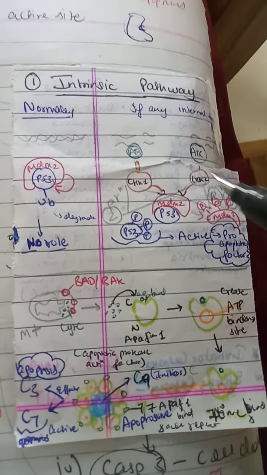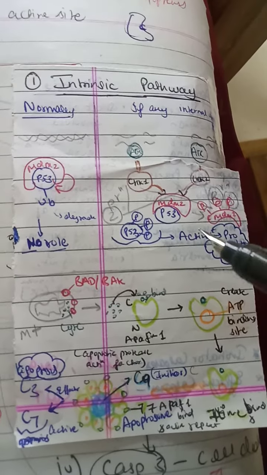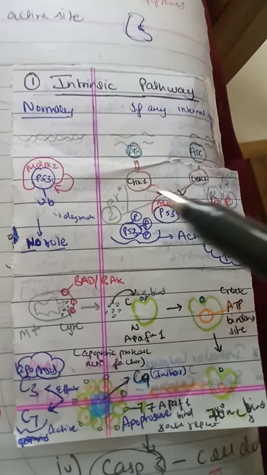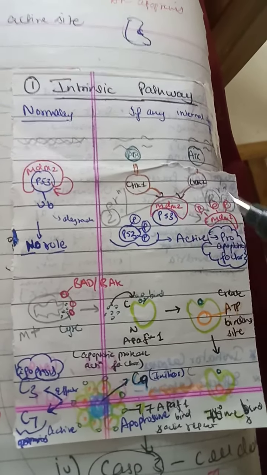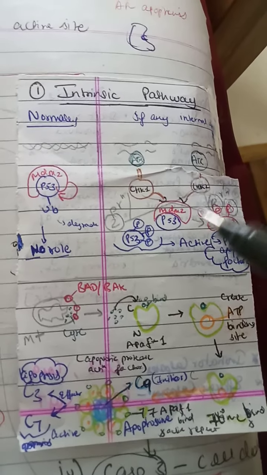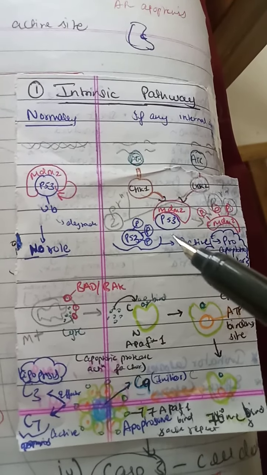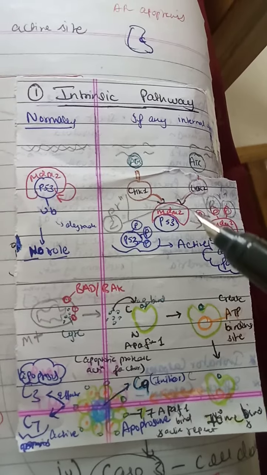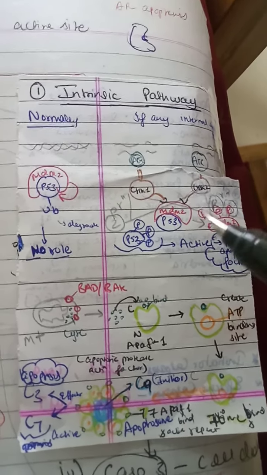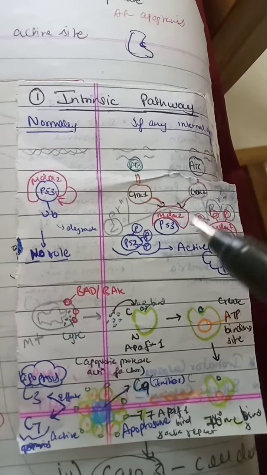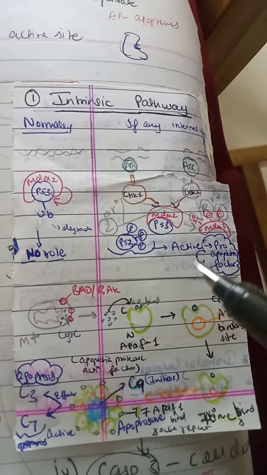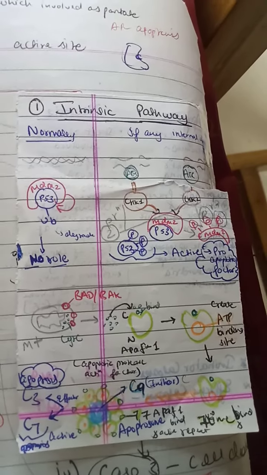It means no role. If any injury or internal signals happen, the DNA breaks down. After the DNA breakdown, two proteins arrive there, that is ATM and ATR, and then they activate Chk1 and Chk2. What will Chk1 and Chk2 do? They phosphorylate p53. They phosphorylate MDM2, and MDM2 detaches from p53, and p53 gets activated, and it activates all the pro-apoptotic factors, and apoptosis happens.